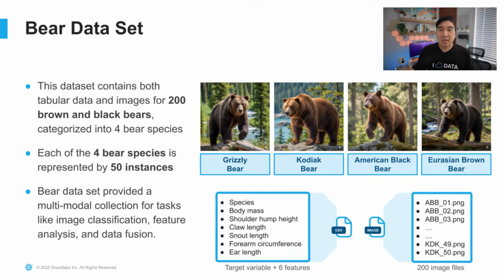For this demo, we'll use a multimodal bear dataset. By multimodal, it means that we'll be able to leverage both data and images for 200 brown and black bears, evenly split across four species like grizzly and Kodiak, with 50 instances each. The dataset combines images with six tabular features, making it perfect for tasks like image classification and data fusion. So you'll be able to combine all of these together in your inference.